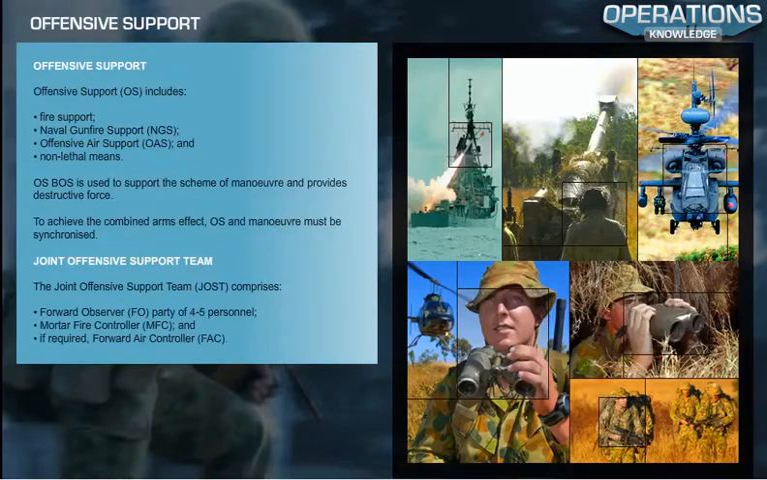Offensive support is the collective and coordinated use of fire support, naval gunfire support, offensive air support, and non-lethal means in support of a manoeuvre plan. The manoeuvre arm commander employs these means to support his scheme of manoeuvre in order to delay, disrupt, or destroy enemy forces. The OS BOSS provides the destructive force essential in defeating enemy capabilities and their will to fight. Synchronizing OS with manoeuvre is crucial to the achievement of the combined arms effect.